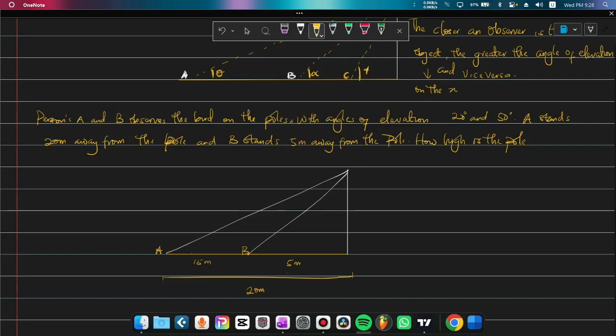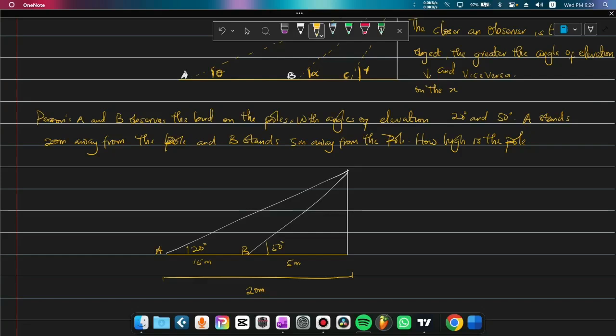Does this make sense? Yeah. They told us that the angles of elevation individually are 20 and 50. The question is, who has 20? Who has 50? Don't forget, the person who stands closer to the object on the x-axis has the higher angle of elevation. Therefore, B must have a higher angle of elevation. So the 50 belongs to B and 20 belongs to A.